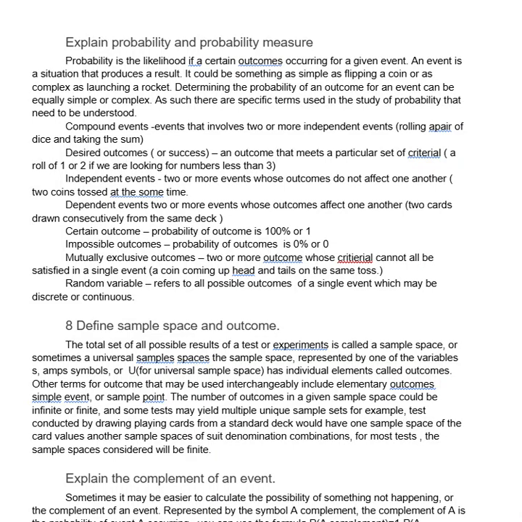Mutually exclusive outcomes: two or more outcomes whose criteria cannot all be satisfied in a single event. For example, a coin coming up heads and tails on the same toss. You can't do that. Random variable refers to all possible outcomes of a single event, which may be discrete or continuous. Discrete is finite and continuous is infinite.